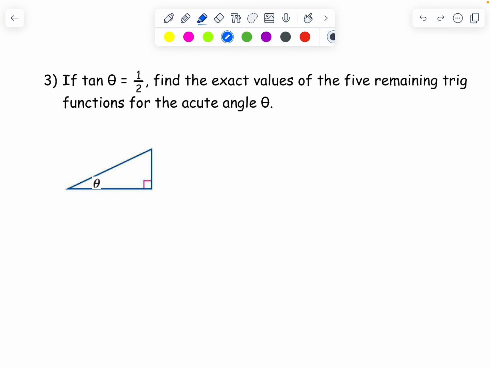So what we want to look at here is, go ahead and get this labeled. So if our right angle is down here, then across from that, we've got the hypotenuse.